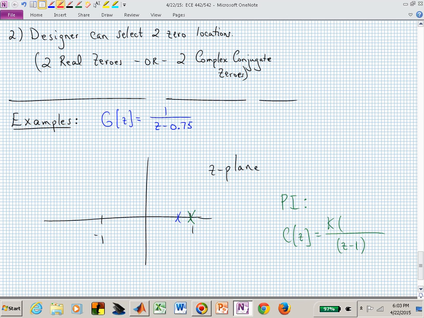I need to put a 0 in there for this PI controller. Where would you put that 0? Any ideas? Where would be a clean place to put it to make your analysis pretty trivial? 0.8. What would make it even more trivial?